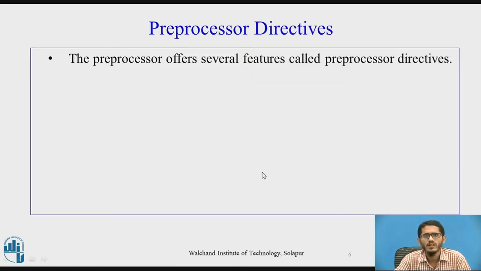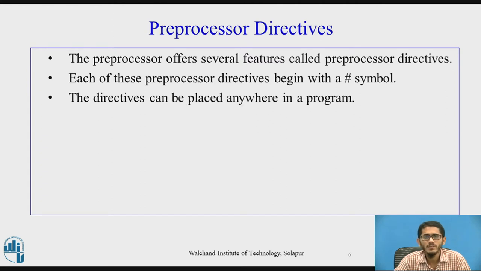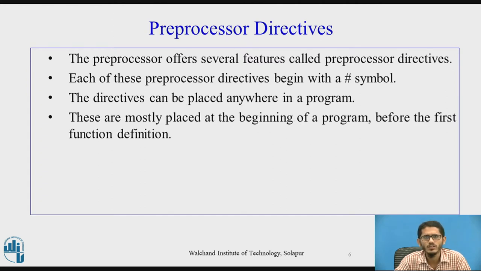Let us see these preprocessor directives. The preprocessor offers some features which are called preprocessor directives. Each of these directives generally begins with a hash symbol. The directives can be placed anywhere in a program, but are mostly placed at the beginning of the program, just before the first function definition.